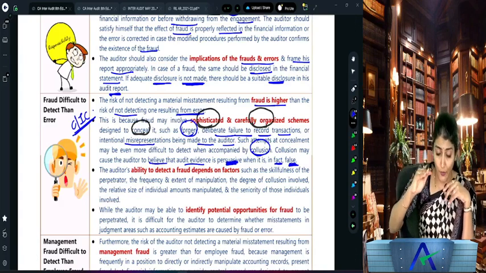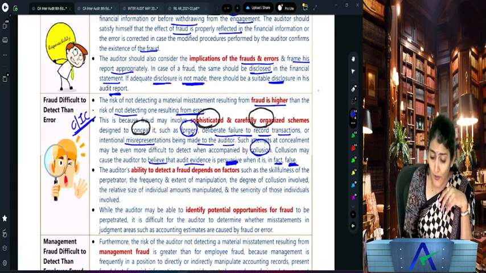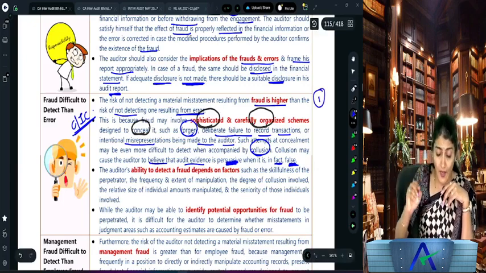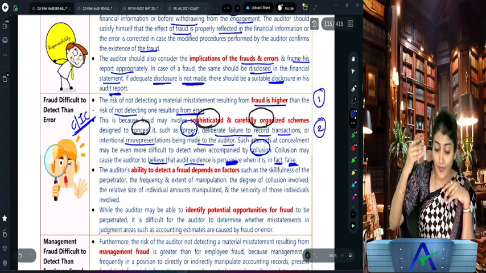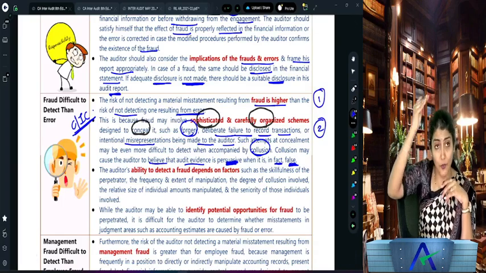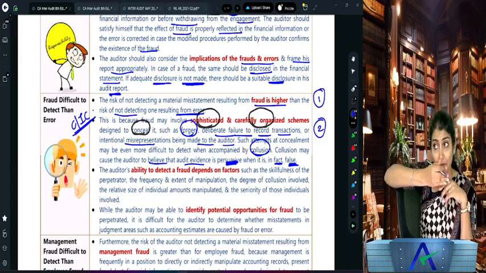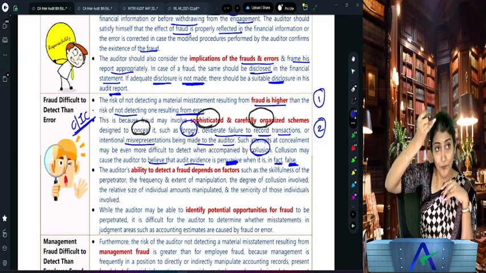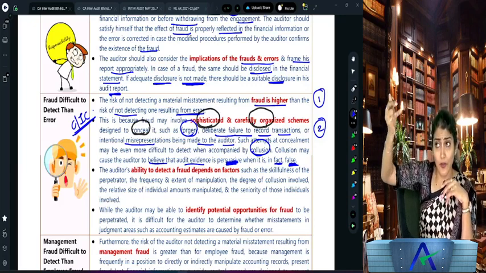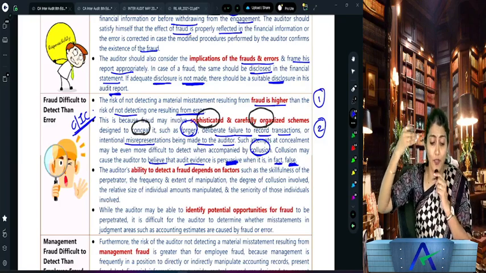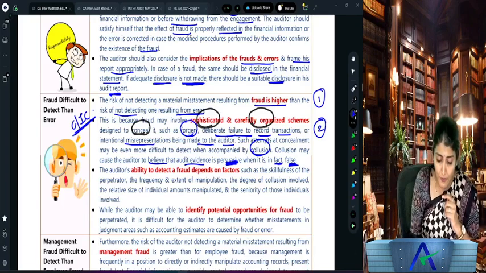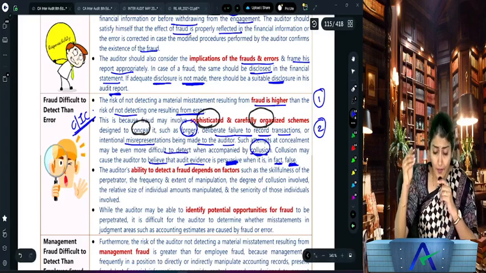Are you able to follow this? What does it say? Fraud is more difficult to detect than an error. Why? Because fraud involves sophisticated and carefully organized schemes designed to hide it. What are the schemes? Forgery, deliberate failure to record the transactions, intentional misrepresentations being made to the auditor, and it is further difficult to detect if it is accompanied by collusion.